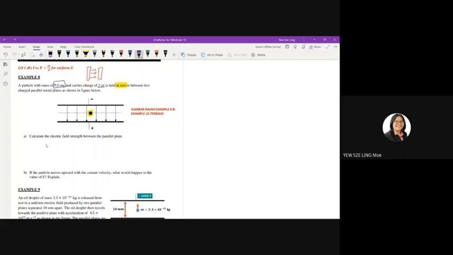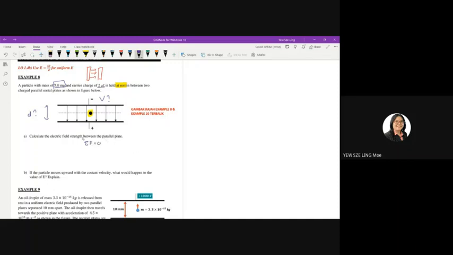So we know E is equal to ΔV over d, but can we use it here? No, because we are not given ΔV, and we are not given d. d is unknown, V is also unknown. So obviously we cannot calculate E by using ΔV over d. But what we do know is that we are given a statement: this charge is at rest. If it is at rest, what does it mean? It means the summation of F is equal to 0.